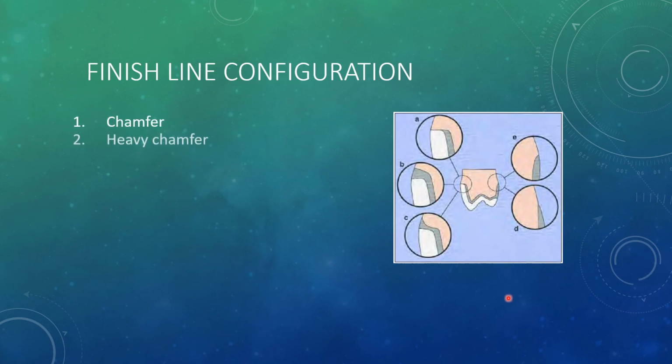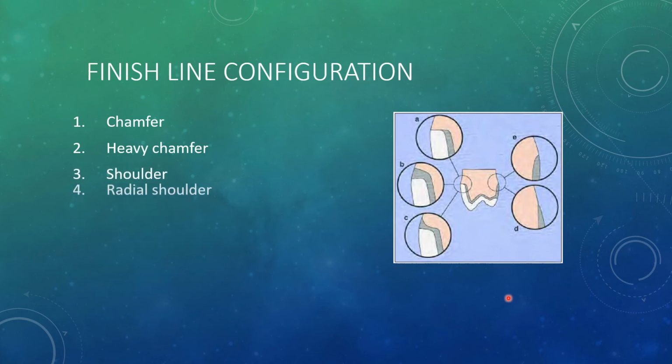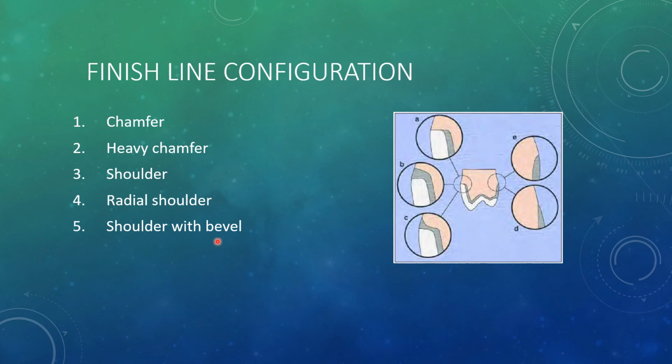Coming to the finish lines, guys. Finish line configurations are as follows: chamfer, heavy chamfer, shoulder, radial shoulder with bevel, and knife edge.